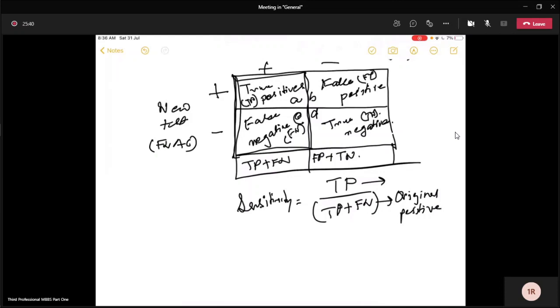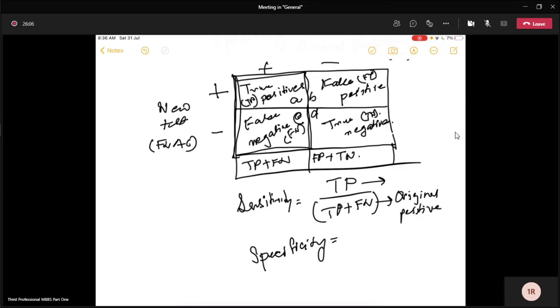And we define specificity as among those who are actually negative, how many of the cases the new test has diagnosed to be negative. Among those who are actually negative, how many of the cases the new test has diagnosed to be negative.